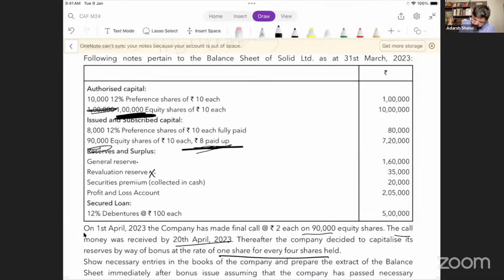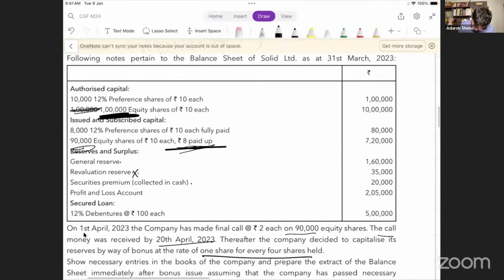Can I touch revaluation reserve? The answer is no. Securities premium, I can, but is there CRR? There's no CRR. Profit and loss account is there. Okay. General reserve, profit and loss account, I can touch. Let's start with the securities premium. Securities premium is collected in cash. So 2,25,000 is what I need total.